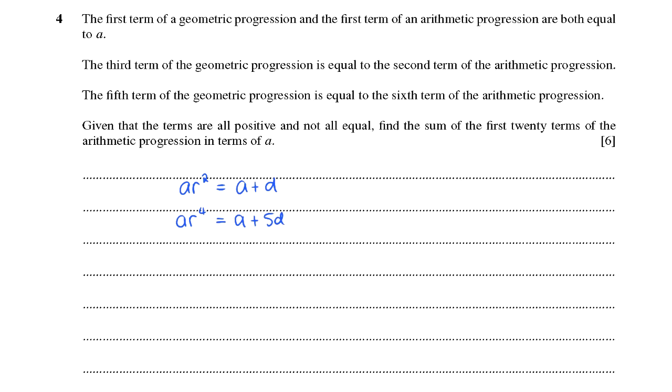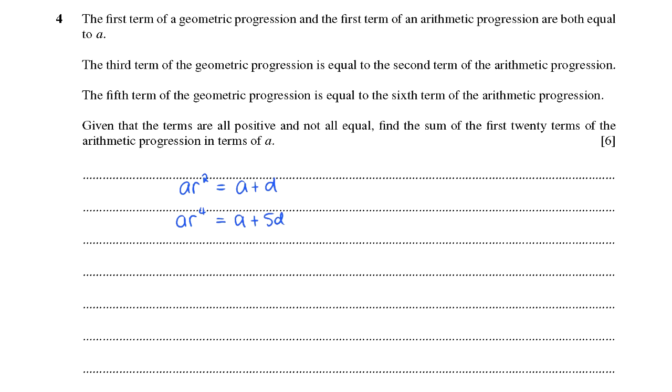Because ultimately we're trying to find the sum of the AP in terms of A, we know that the sum of an AP has got A's and D's in it. It certainly doesn't have any R's, so we want to get rid of the R's. We would also want to get rid of the D. But that's a little tricky to do at the moment. We've got 2 equations, 3 unknowns. We can't get rid of 2 things, but we can get rid of 1 thing. And let's make R our priority.